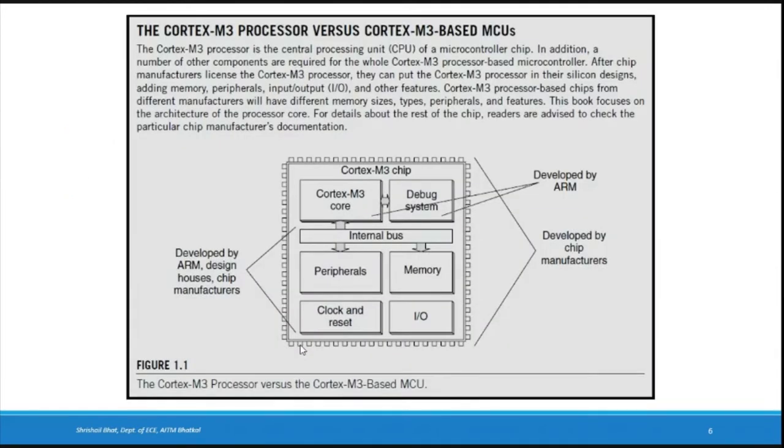So this is a basic layout, where we can make out what is the difference between the processor and the microcontroller. You already know what is the difference between the microprocessor and the microcontroller.